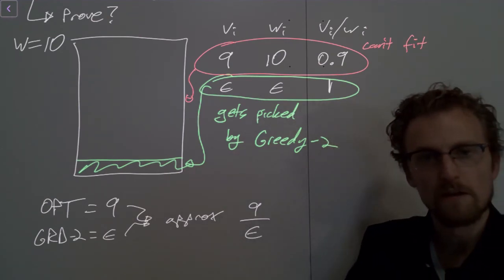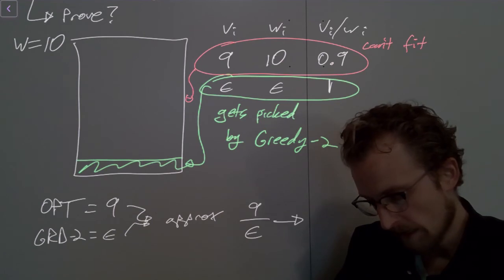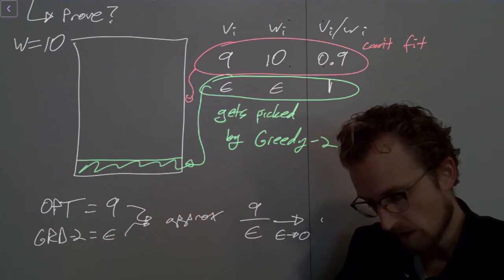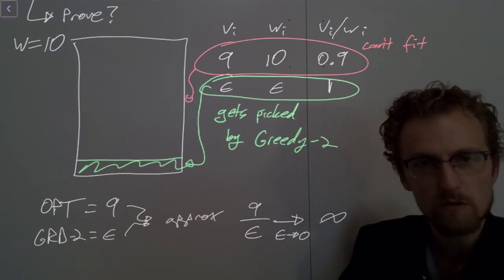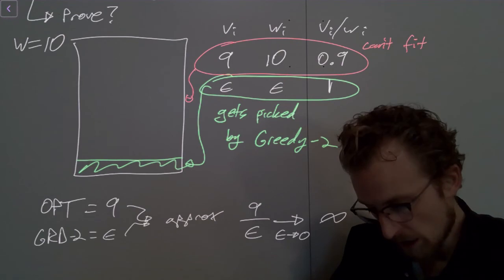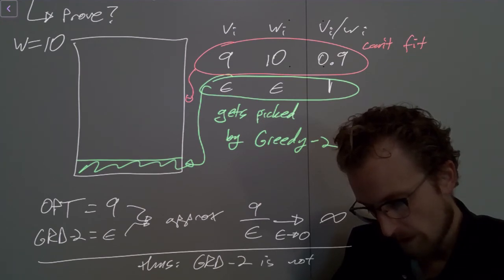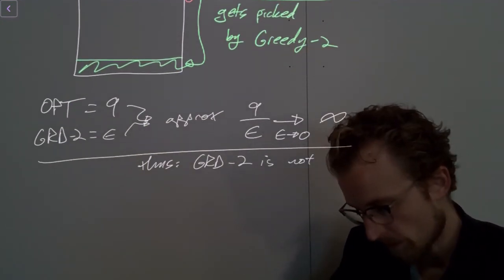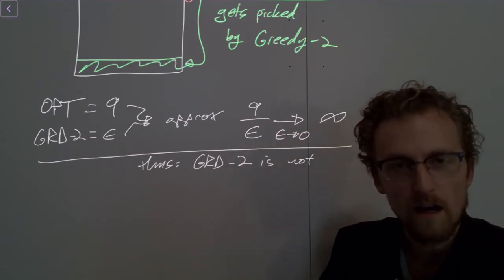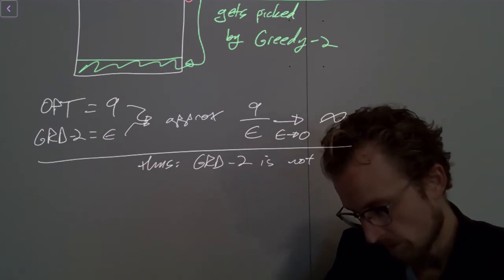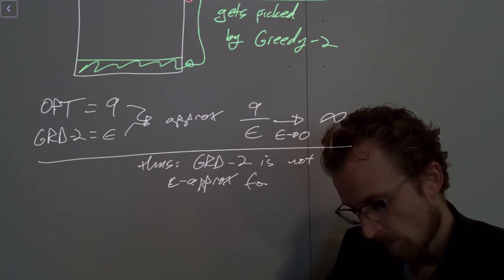A 9 over epsilon approximation ratio, and as epsilon goes to 0, oops, not to infinity, as epsilon goes to 0, this thing goes to infinity, right? So the approximation ratio is unbounded. So this analysis proves that greedy 2 is not an approximation algorithm, or does not have a constant factor approximation, or is not a constant factor approximation for the knapsack problem. So it is not C-approx for knapsack.